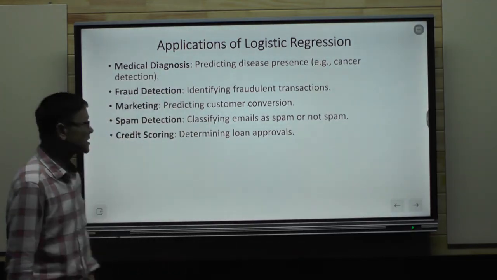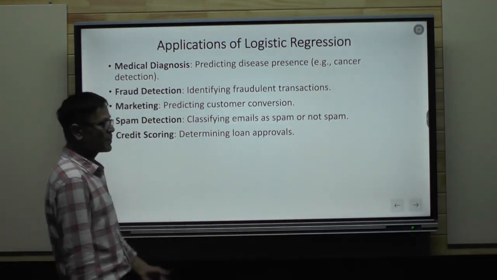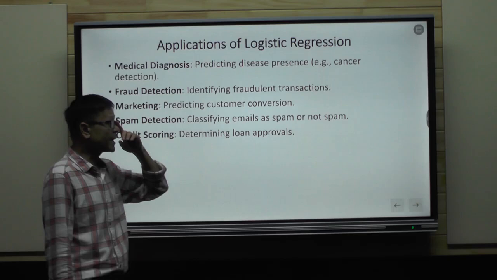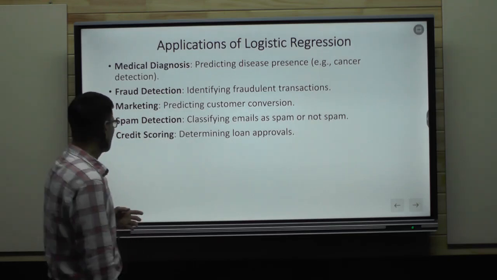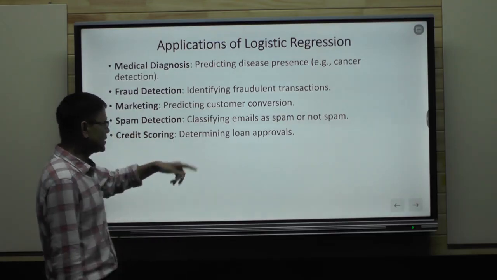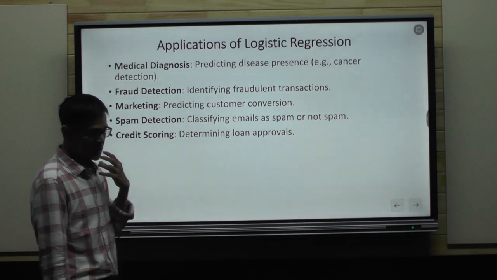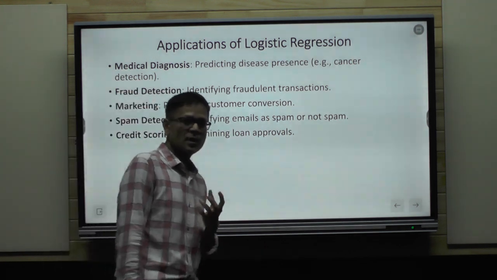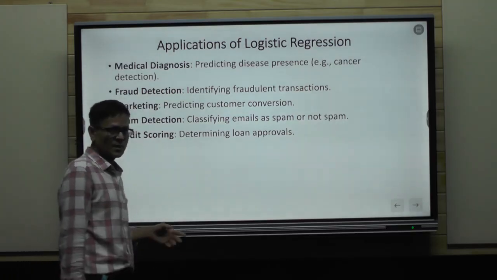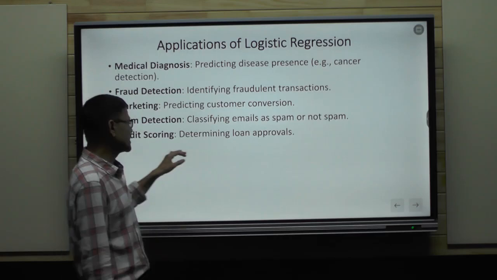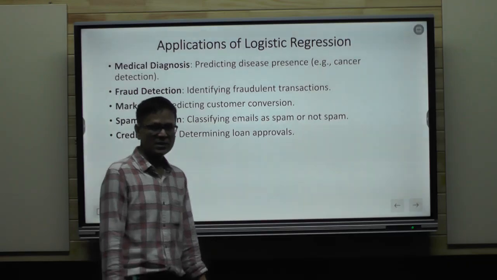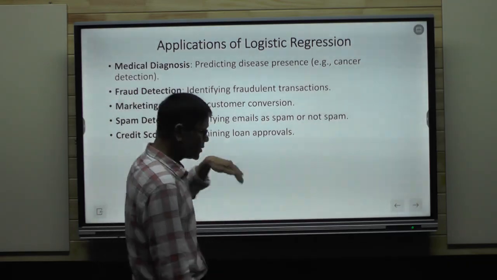So, applications of logistic regression. Medical diagnostics: you can predict whether your patient is suffering from a disease or not. Fraud detection, like fraudulent transactions, the cyber frauds. Marketing: you can predict customer conversion, the target class, etc. Spam detection: you can filter out your emails. And credit scoring, determining loan approval. So these are the various applications. I've listed only a few, but you can extend it.